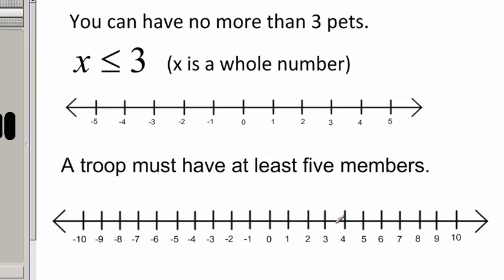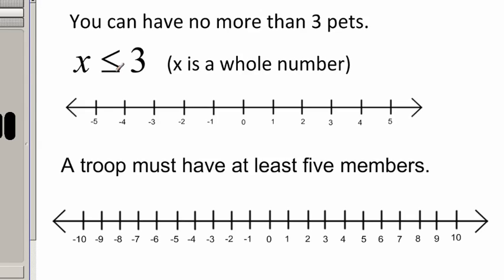Okay. If I'm renting an apartment and my lease says I can have no more than 3 pets, what they're really telling me is, you see the word more, and more doesn't really mean greater here. It's no more than. So it's really, I can have less than or equal to 3. Now, x has to be a whole number because there's no such thing as -1 pets or half a pet.